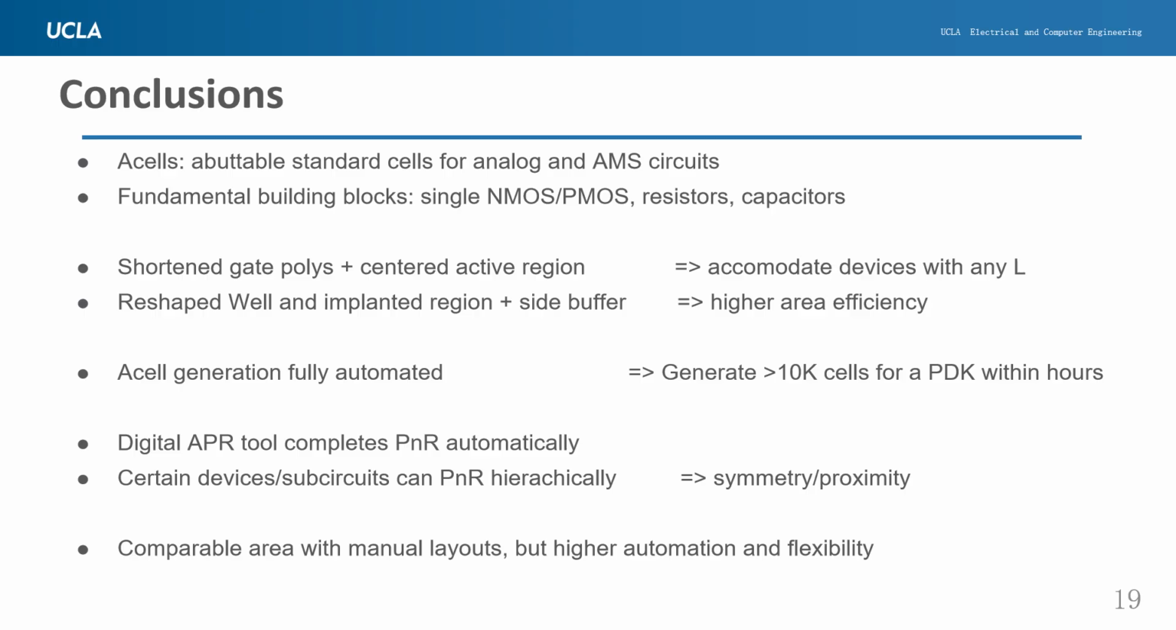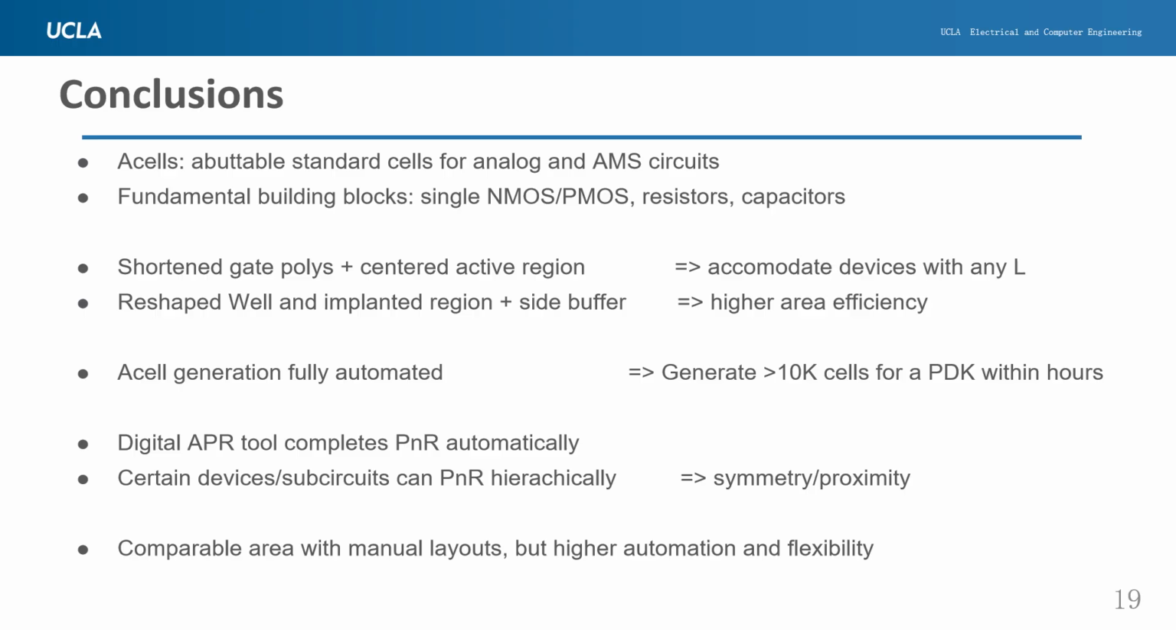So compared with P cells, we shorten the gate polys and move the active region toward the center so that our A cells can accommodate devices with any channel length. We also reshape the wells and implanted regions to improve the area efficiency and add side buffering structures to maintain abutability horizontally. Also, our A cell generation is fully automated, so that even generating a couple of thousand cells for one PDK takes only a couple of hours.